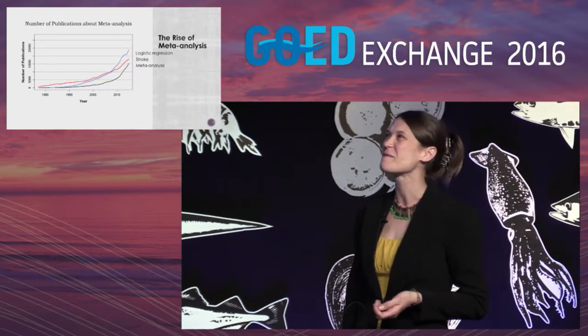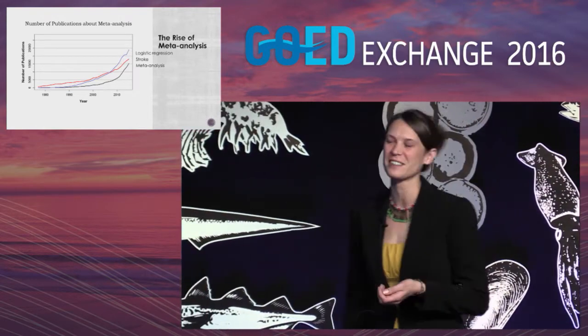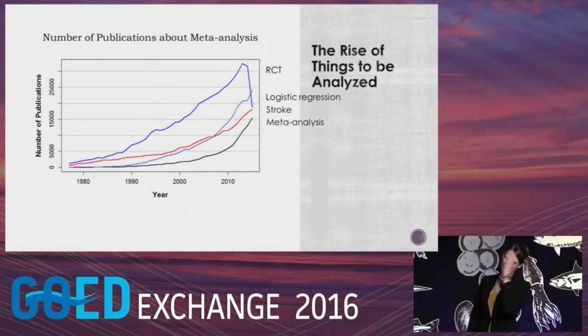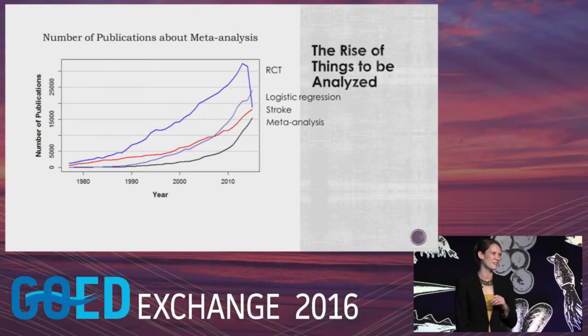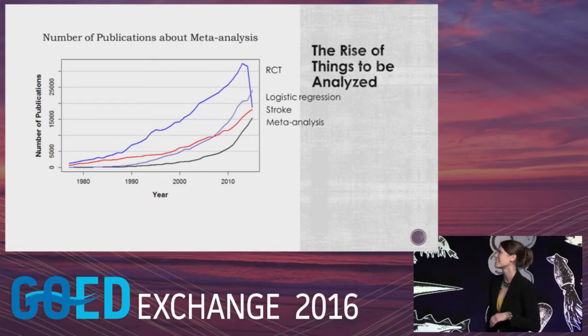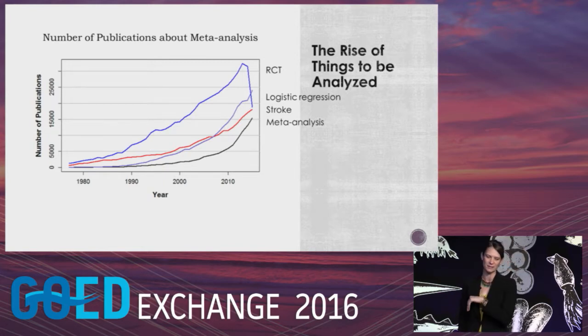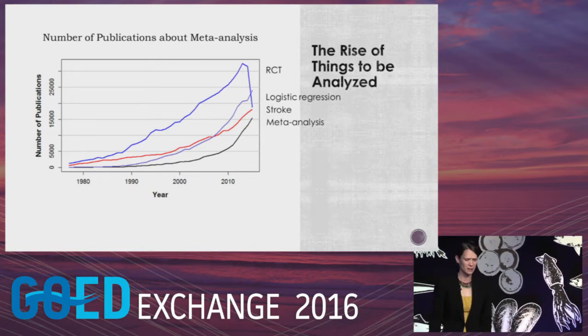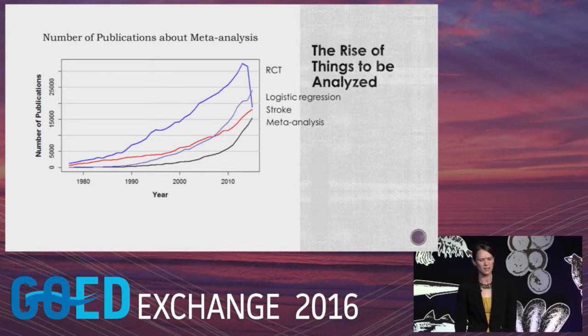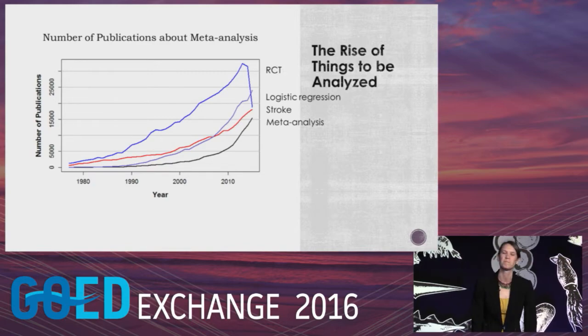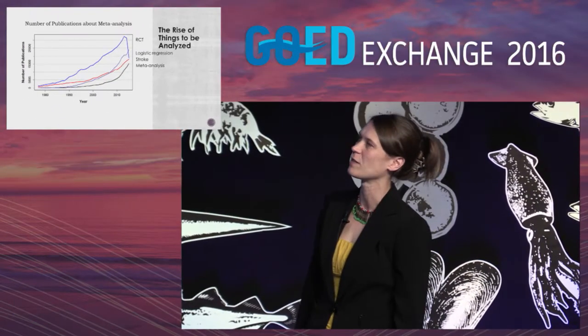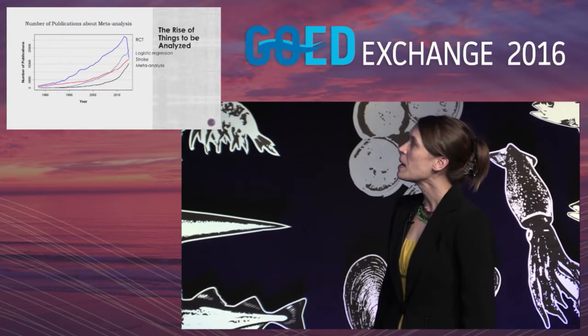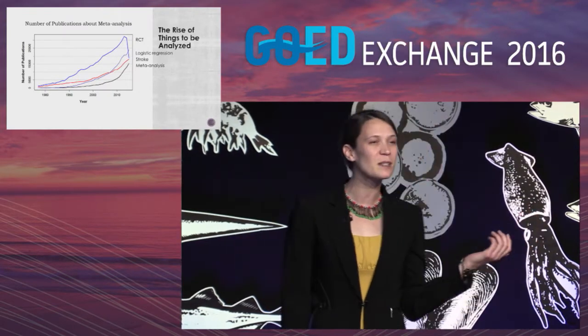So what if I look up randomized control trials? Sure enough, there's a ton more randomized control trials. I'm not exactly sure what's happening there in 2014, 2015. Maybe it's reflecting the funding environment, but I think it's probably just an artifact of the database. Those publications haven't been listed in the database yet. But there's just this rise of things to be analyzed.